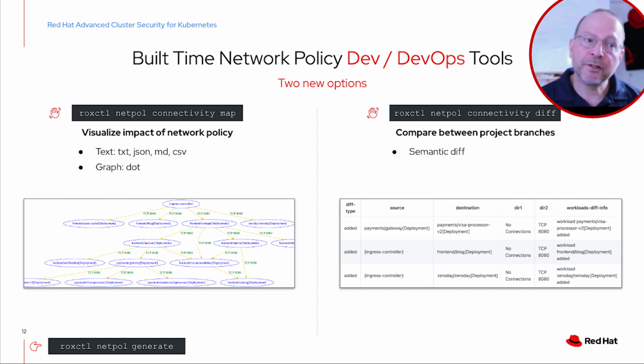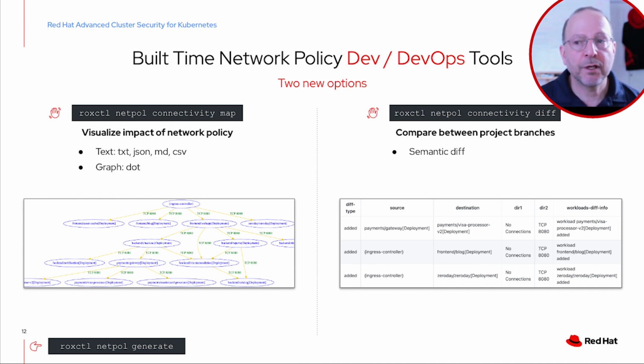And then the new tool that we are adding now is connectivity diff. And this addresses your development process. Consider you have 2 branches. You've worked on it. You've developed your network policies. Now you've got a new branch. You added maybe a workload. Consider an example where we've added a workload, we've generated a network policy, but you want to validate that change.